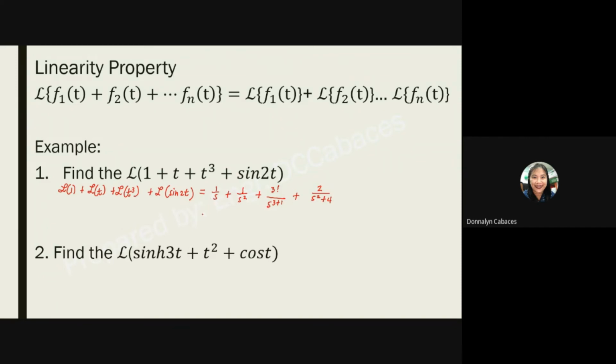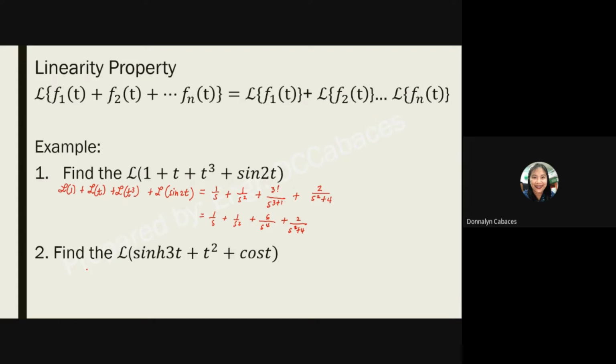If you want, you can take the least common denominator of this, such as s to the fourth times s squared plus 4, and then you simplify. Or you make this 1 over s plus 1 over s squared plus 6 over s to the fourth plus 2 over s squared plus 4, and then make the necessary simplification of your result. You can take your s to the fourth times s squared plus 4 and then do the algebra. Okay?